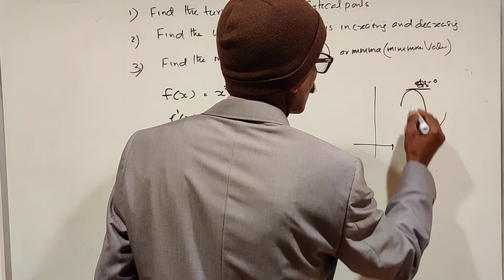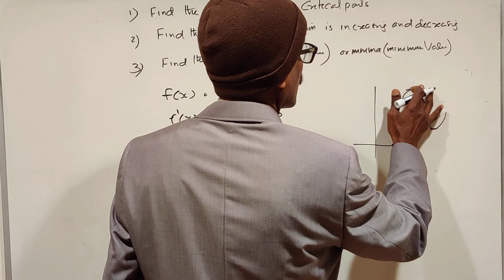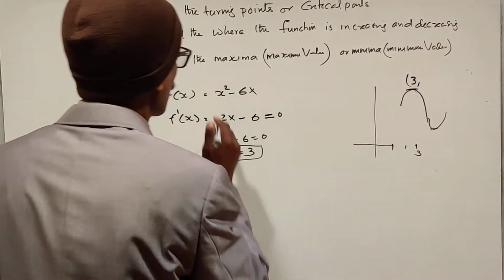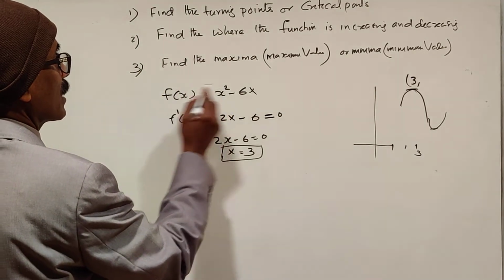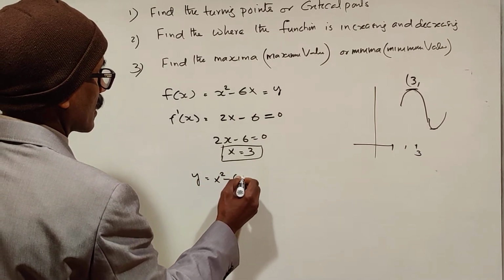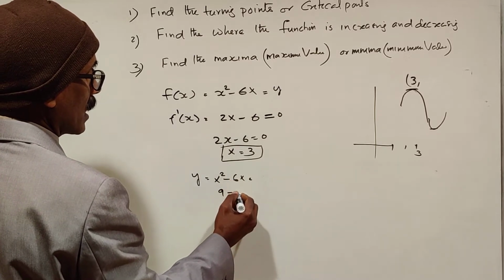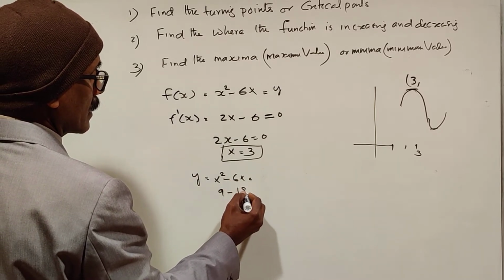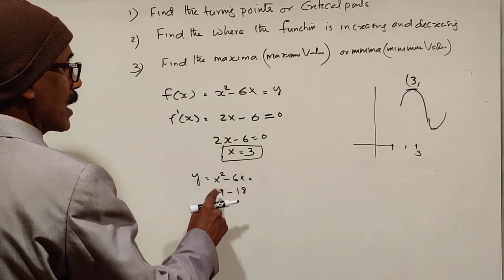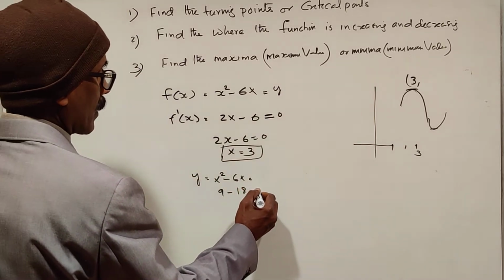The x coordinate is 3. We need to find the y coordinate. How can you find the y coordinate? If the x coordinate is 3, we can find y, because y is equal to x square minus 6x. So x is 3. 3 square, 9. Minus 6 into 3, 18. 9 minus 18 is minus 9.